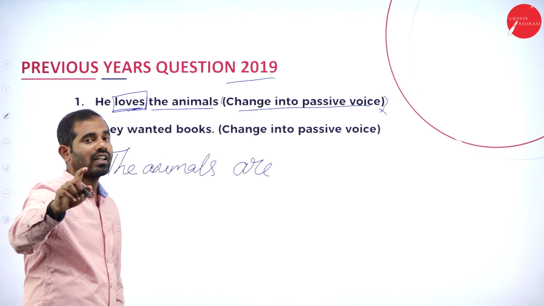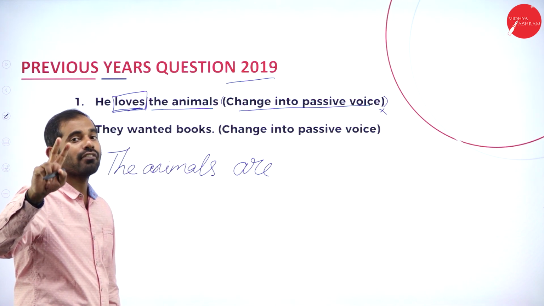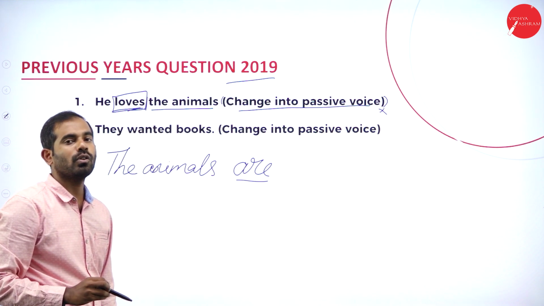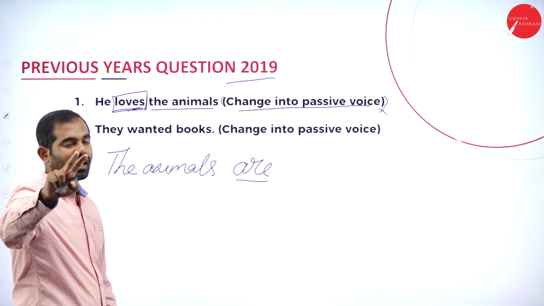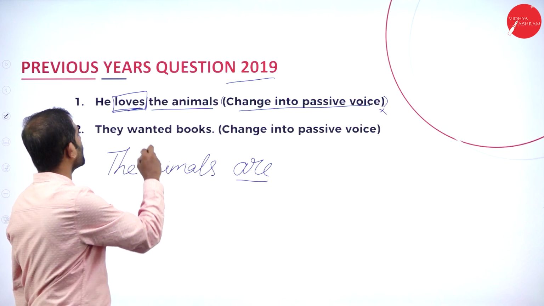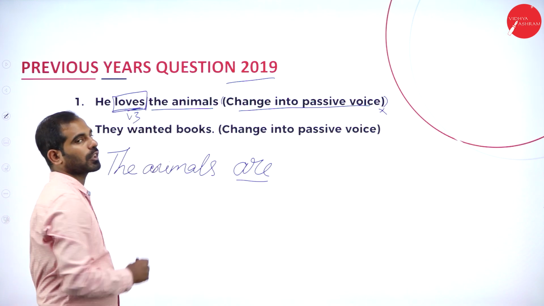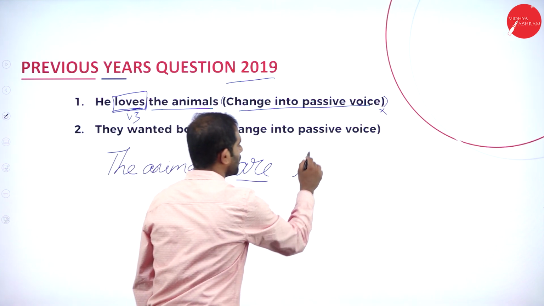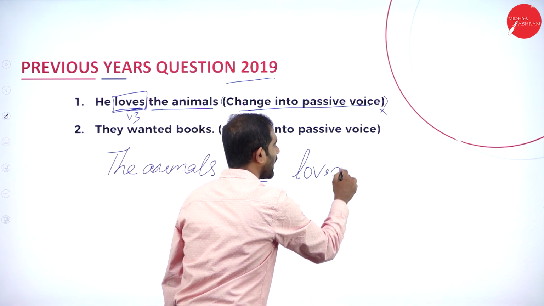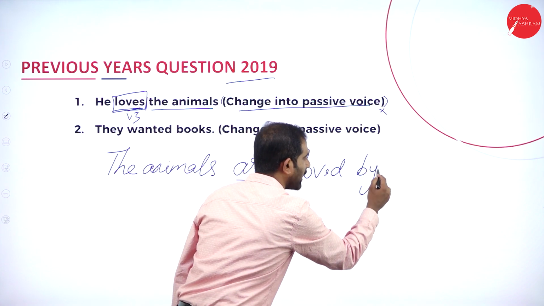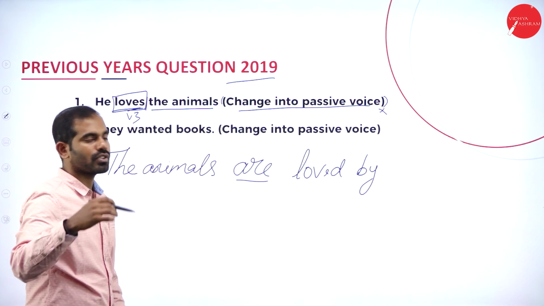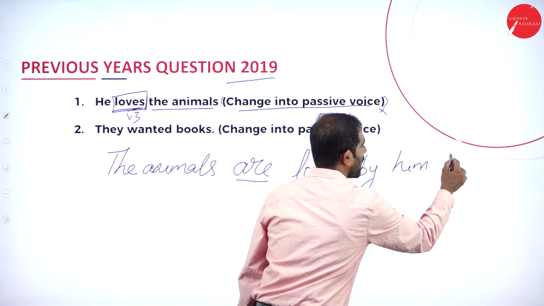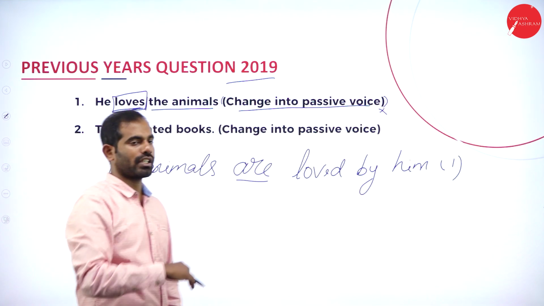You have to identify the verb for 2 times and for 2 things. One is to choose the auxiliary verb while changing it to passive voice. The second time you identify the verb and change it to V3, past participle. The animals are loved. And remember, you are going to use by. He becomes him. 1 marks is in your pocket.